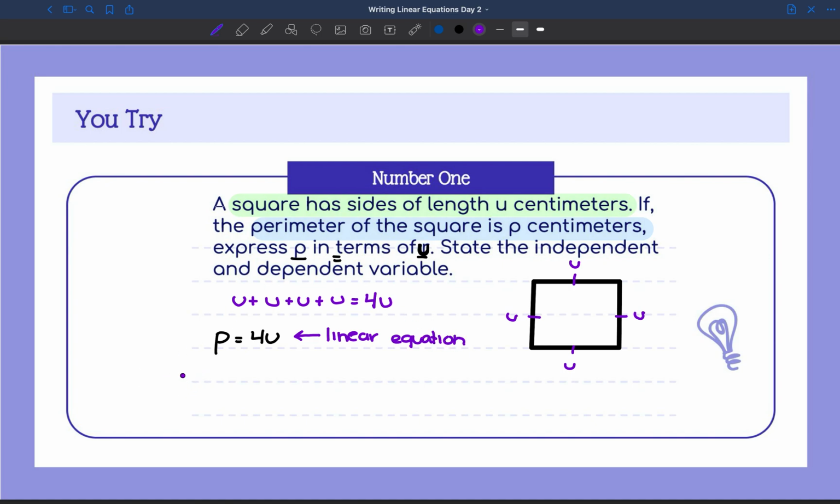And then we have to figure out what our independent variable and our dependent variable is. Well, our independent variable is going to be U, because whatever each side length is times 4, it would give us the entire outside of our perimeter, which is P. So P would be our dependent variable, because whatever U is, it depends on the independent variable. So the dependent variable depends on the independent variable.